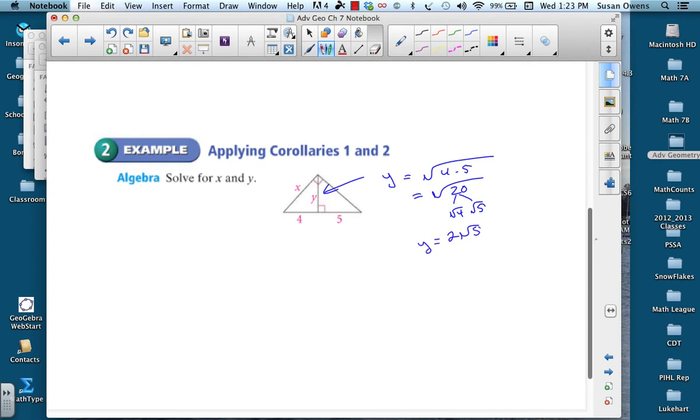And x is a leg, so it's the geometric mean of the piece that's closest to it, and then the whole thing, which means we have to add these together. So it's 4 times 9, which is 36, so x equals 6.